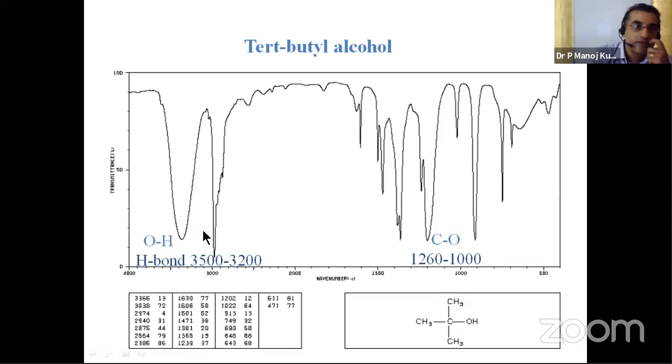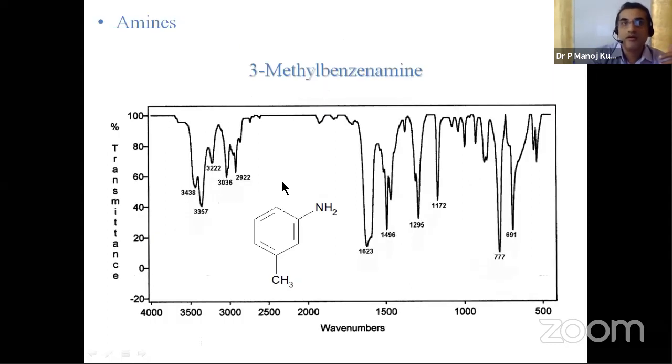Alcohol: OH, CH, CO. These are the three characteristic peaks you will get for an alcohol. Amines, again NH. What is the base value that we have learned? 3400. So around 3400 you will get a peak over here. Here it will be between 3300 to 3500.